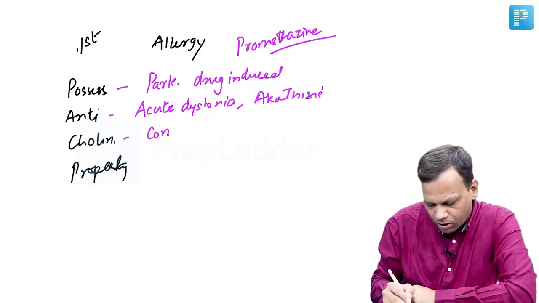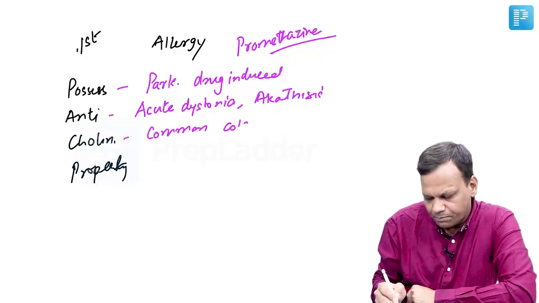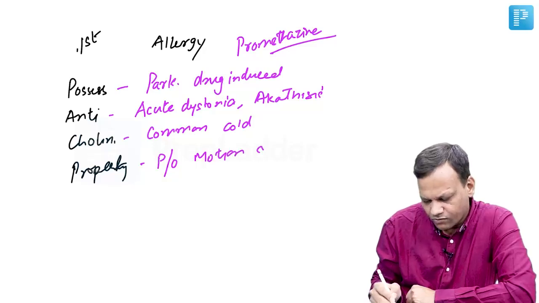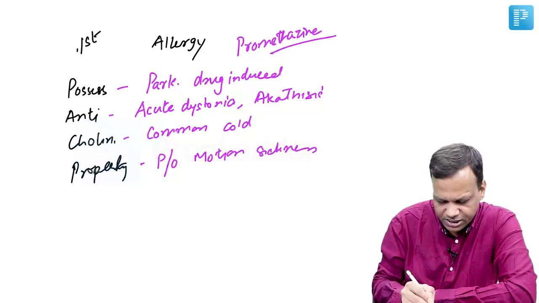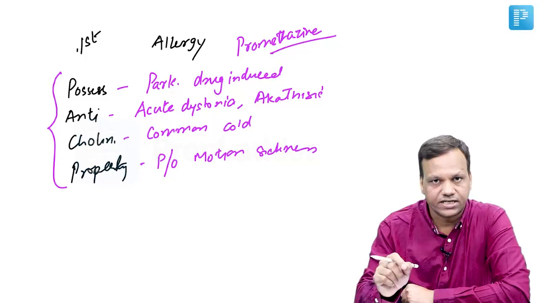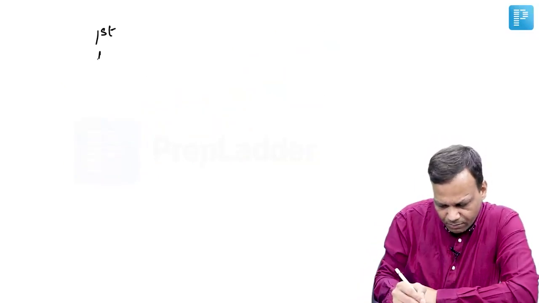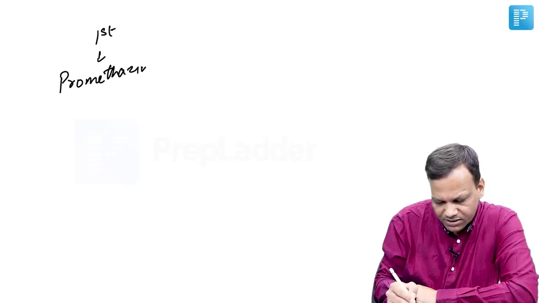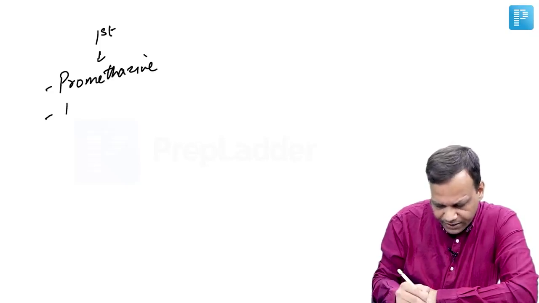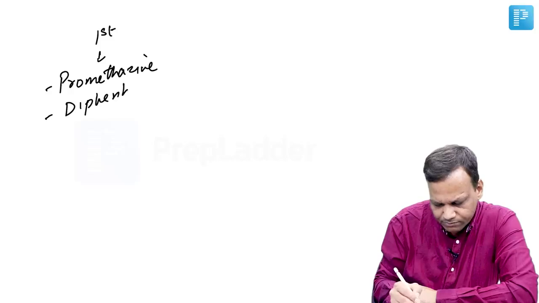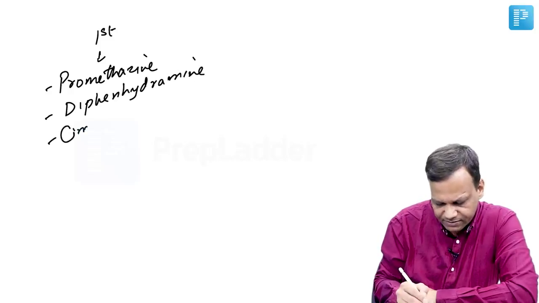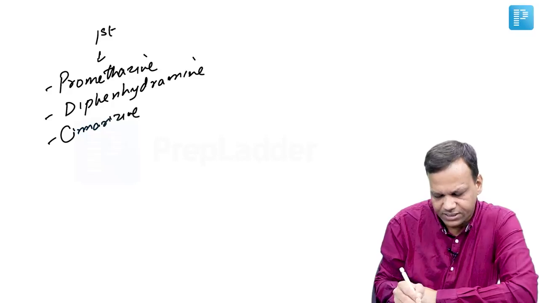C is common cold. And P is prophylaxis of motion sickness. So for these indications, we use first generation drugs, not the second generation drugs. Okay. And the important first generation drugs, as we have written already, the main one is promethazine. Apart from promethazine, we have diphenhydramine, cinnarizine, etc. These are first generation drugs.